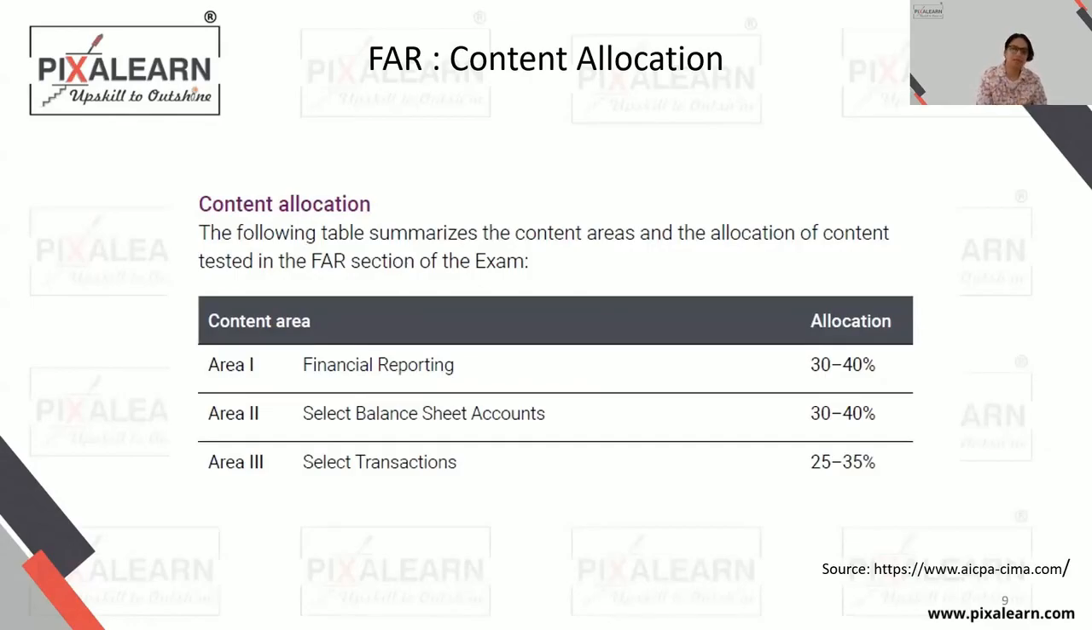This is what the AICPA has communicated to us. They've divided the entire syllabus into three major sections. The first section is financial reporting. The next section is when they want you to dig deep into certain select balance sheet accounts. And the last section is when they're going to test you on certain transactions.